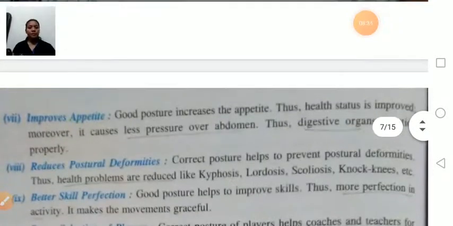Improve appetite. Good posture increases the appetite, meaning bhuk lagna. Health status is improved. Moreover, it causes less pressure over the abdomen, thus the digestive organs function properly. If we have good posture, it will improve our appetite, there will be less stress over the abdomen, and our digestive organs also function properly.